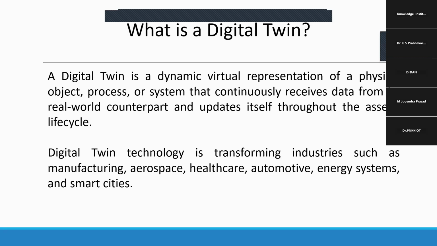In this session, we will try to understand what a digital twin is and how it works, what the major components are, and why it is becoming essential for modern engineering systems. As per the definition, it is a virtual representation of any physical object, system or process that continuously receives real-time data from its physical counterpart. That is basically the definition of the digital twin.